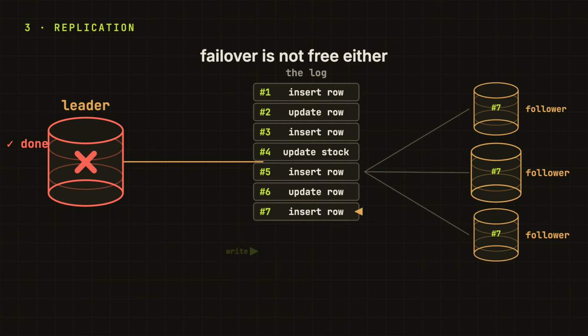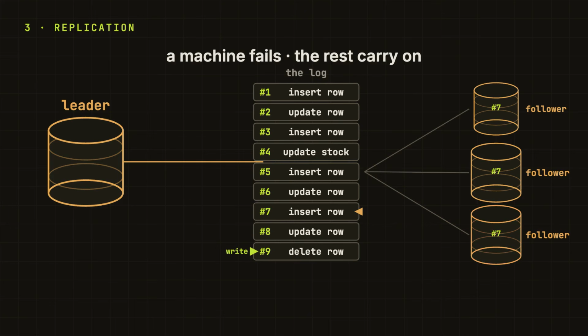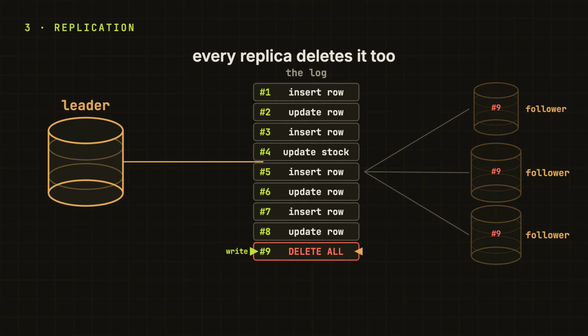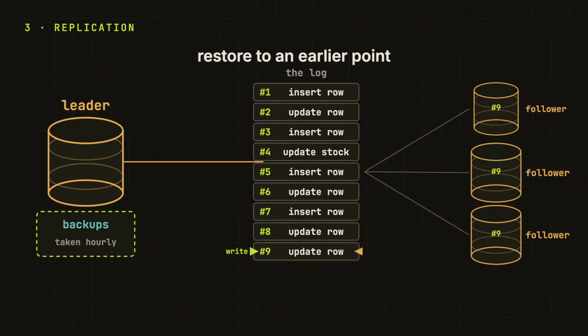So, in our store, replication lets us handle a huge amount of read traffic and survive a database failure. And one thing people get caught by, replication is not a backup. Replication protects you if a machine fails, but it faithfully copies your data mistakes as well. If you accidentally delete data, every replica deletes it too. So, you need real backups taken regularly that let you restore to any earlier point in time.